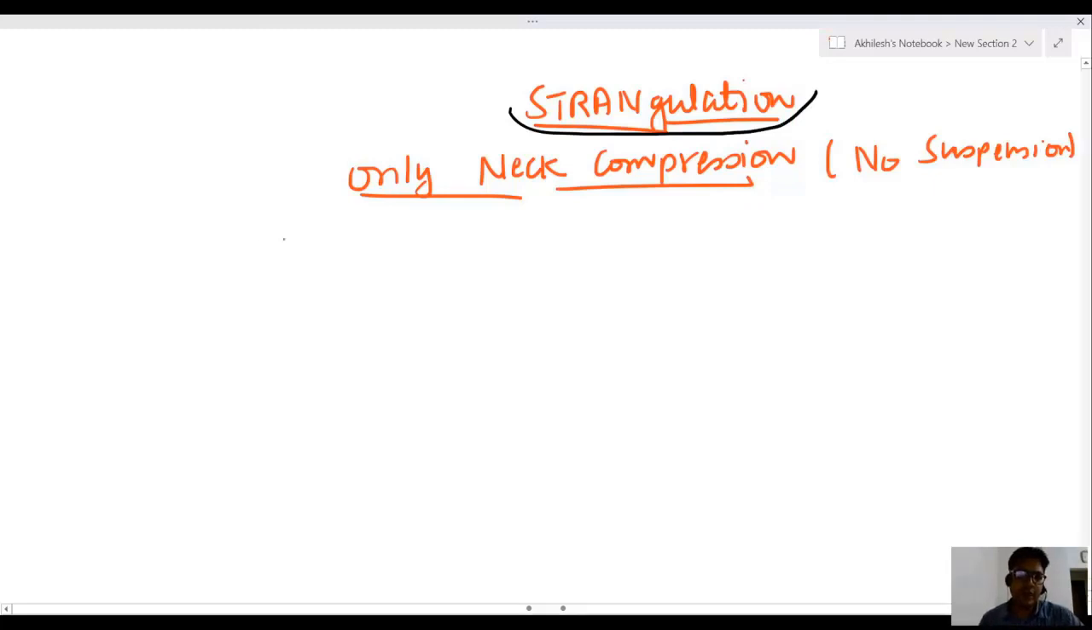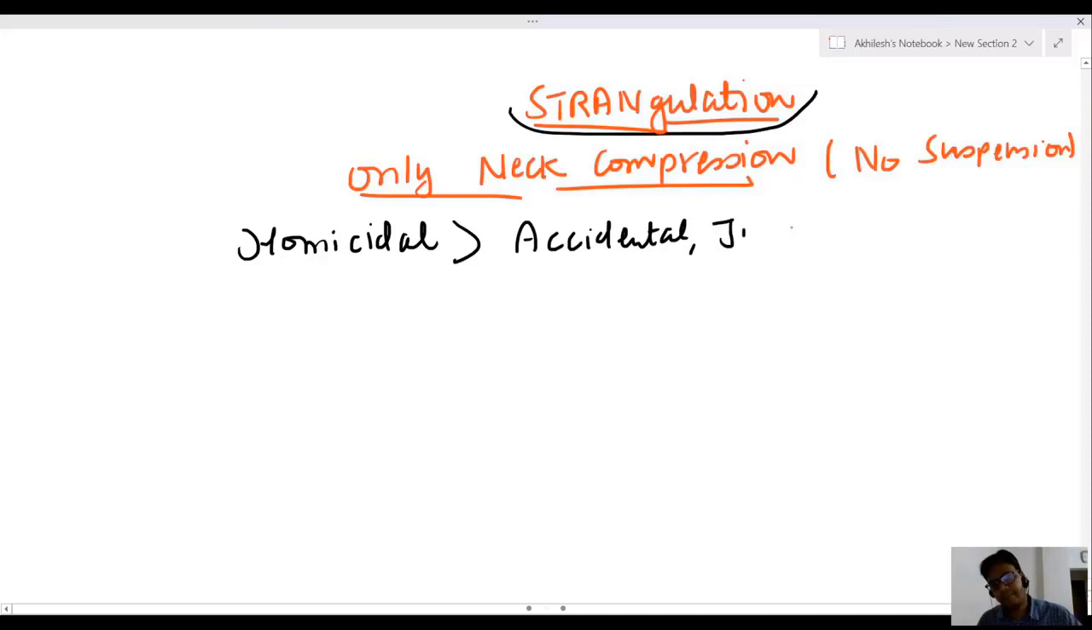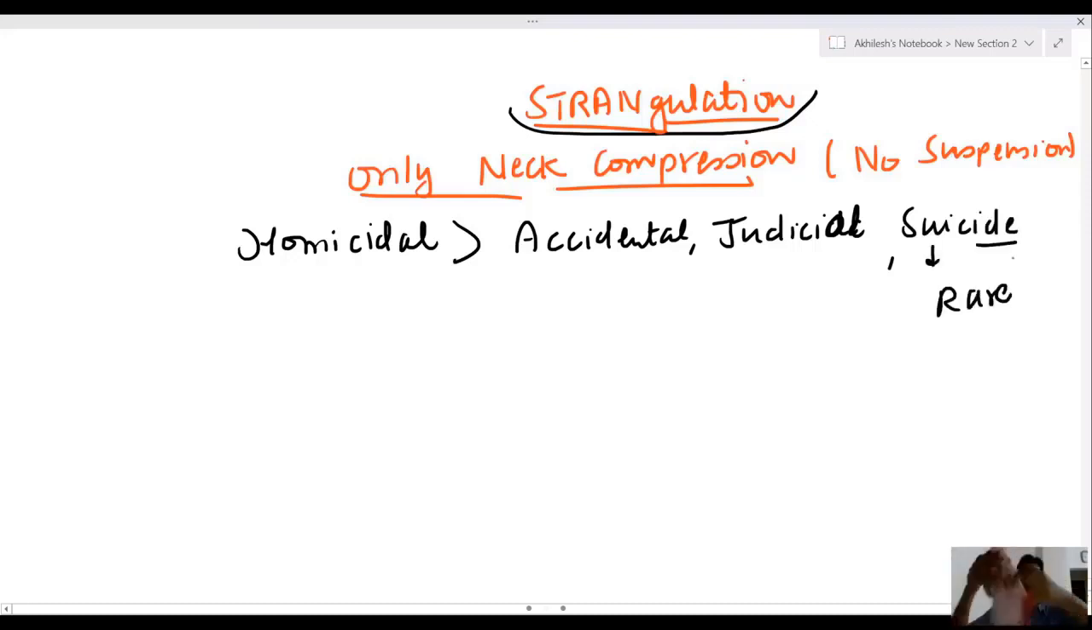So mostly strangulations are homicidal. Generally, if you are compressing the neck and there is no suspension, it means you are killing. Homicidal, maybe accidental, maybe judicial, but suicidal is very rare. You cannot commit suicide by this method. It is mostly homicidal, maybe accidental. Now, what are homicidal strangulations?